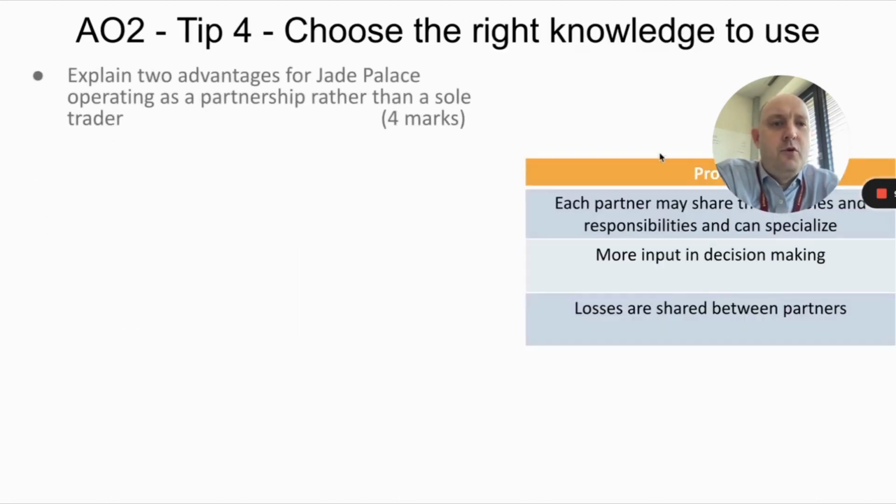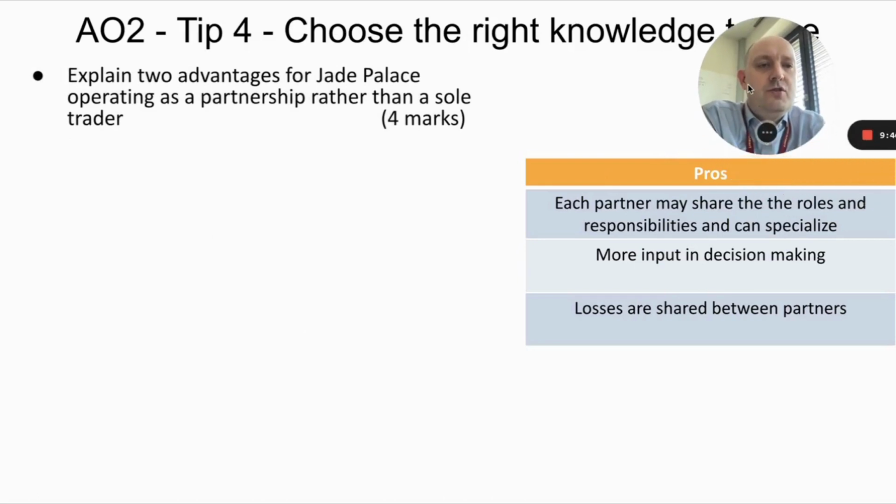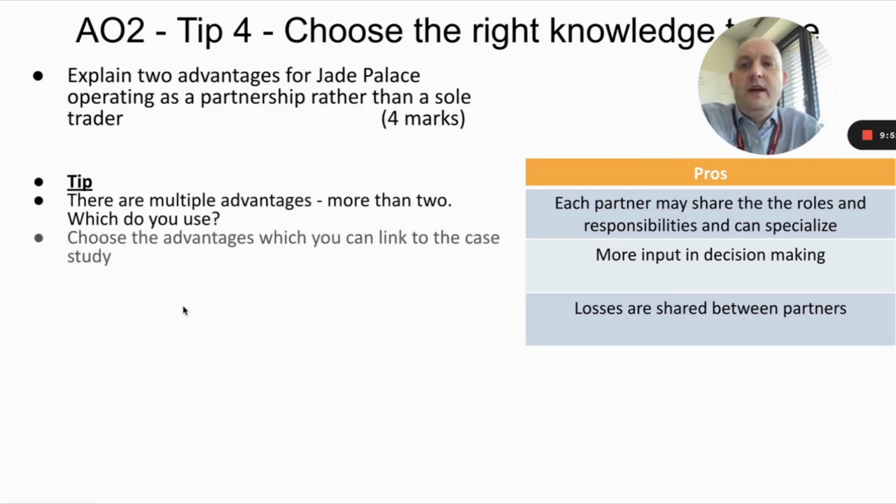Okay, tip number 4 is using the correct knowledge. So in this situation: explain 2 advantages for J Palace operating as a partnership. There are multiple advantages. On the right-hand side is a table I use with my students. There are so many pros of operating as a partnership. Here I've got they can share the roles and responsibilities, there's more input in decision-making, and losses can be shared between partners. There are more advantages than this, but these are 3 of the main ones.